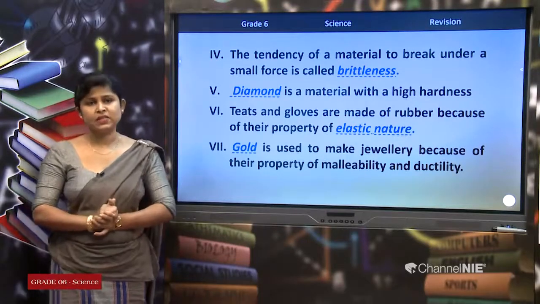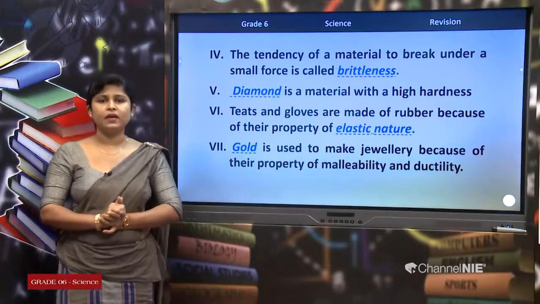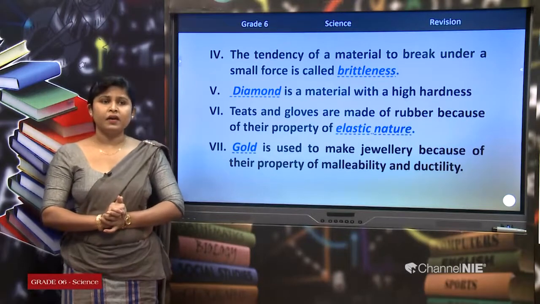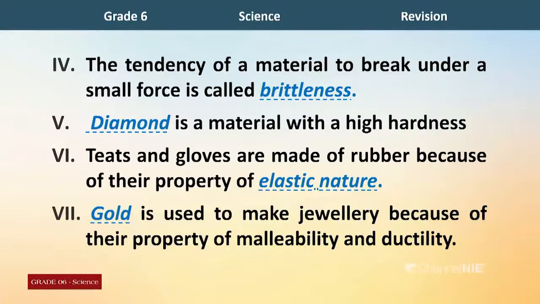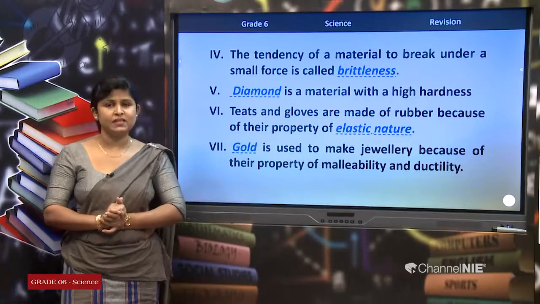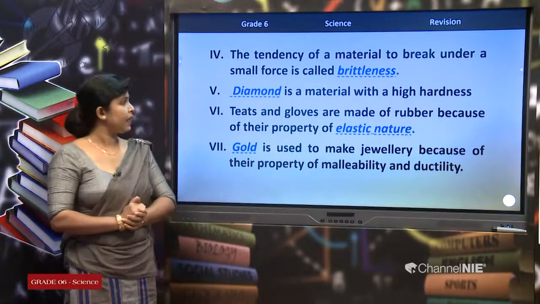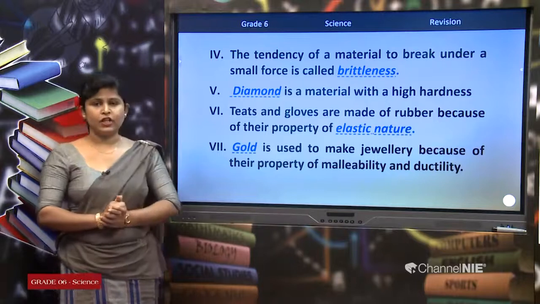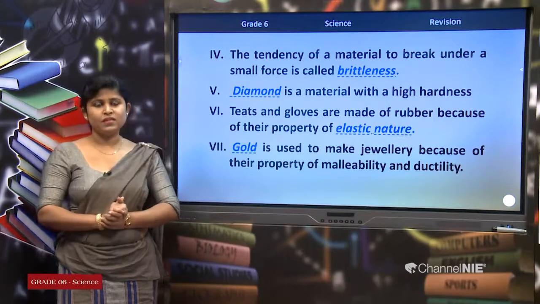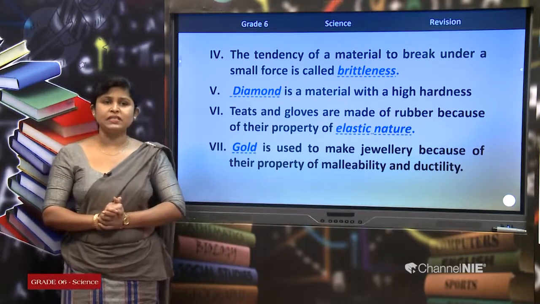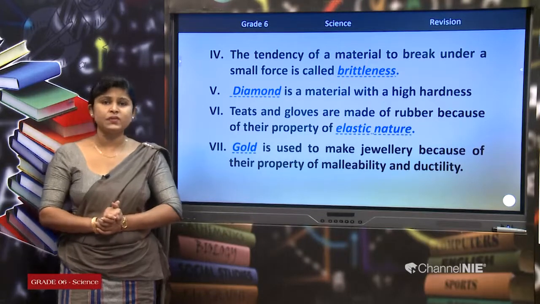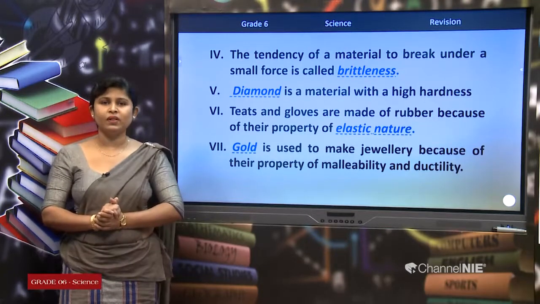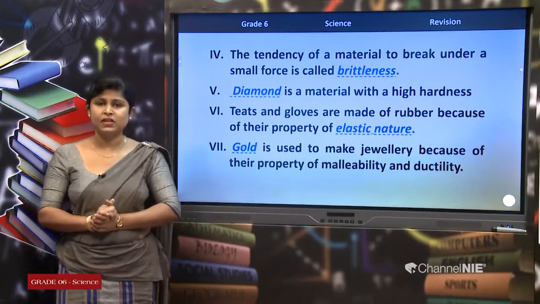Brittleness is a special feature of solids. When the solids break down into pieces under a very small force, we say that those materials have got brittleness. Then elastic nature. When we apply a force, the length of an object is increased, and if it comes back to its earlier position, we call that elastic nature. Especially rubber has got this nature.